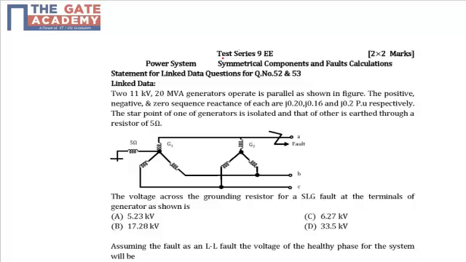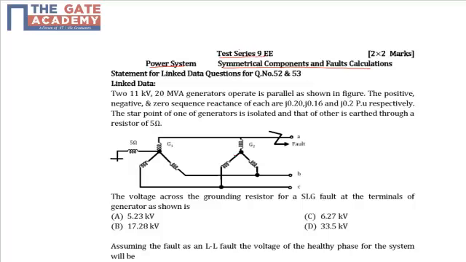Hello students, this question is taken from test series 9 from the subject power system, from the topic symmetrical components and its fault calculation, and it is a linked data question, question number 52. The given question: two 11 kV 20 MVA generators are operating in parallel as shown in the figure.